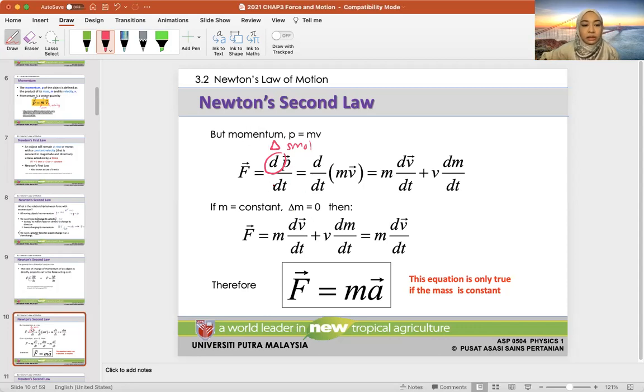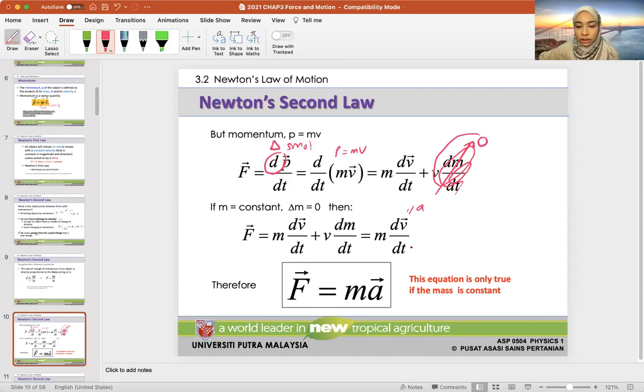So the change in momentum over the change in time is d/dt of (mv) because p equals mv, right? So we just substitute mv. When I'm expanding this differentiation, it's m dv/dt plus v dm/dt. And then if m is constant, then delta m is equal to 0. If this term is 0, we get rid of it. We are left with m dv/dt. And you know what is dv/dt? That is basically acceleration. The change in velocity over the change in time is acceleration.